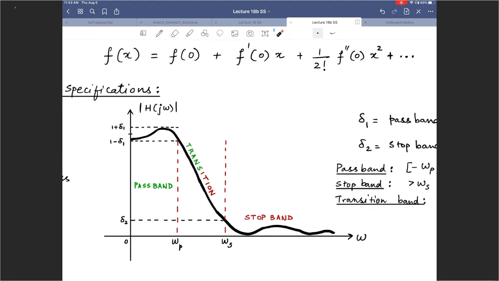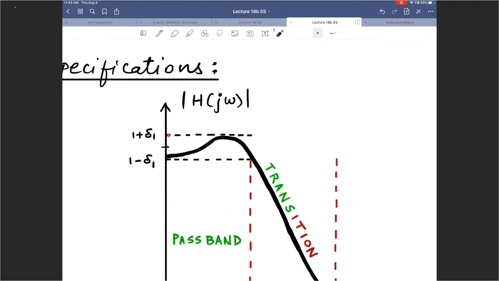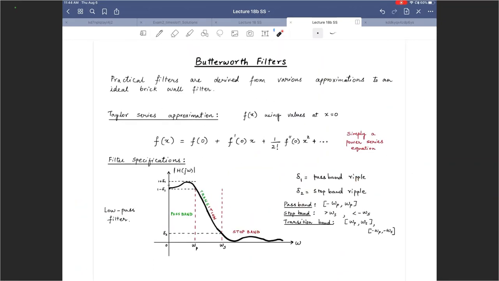Now let's take a look at some other ones. So, stop band beyond omega sub s. There is also some ripple in the pass band and some ripple in the stop band. What is the amount of ripple in the pass band? If this midpoint is 1, it can go up as high as 1 plus delta sub 1 and as low as 1 minus delta sub 1. So delta 1 is called the pass band ripple and delta 2 is called the stop band ripple.